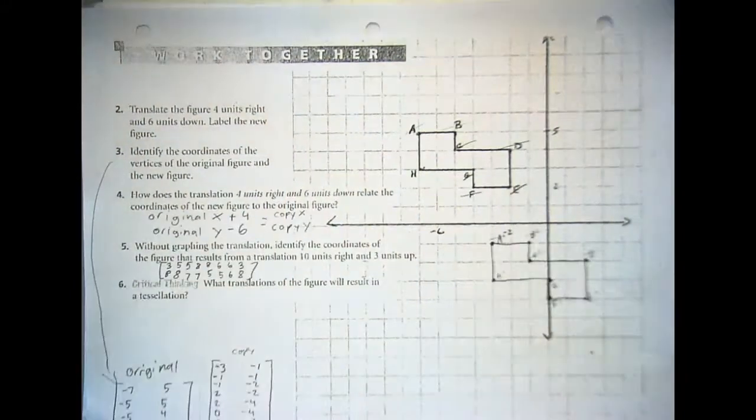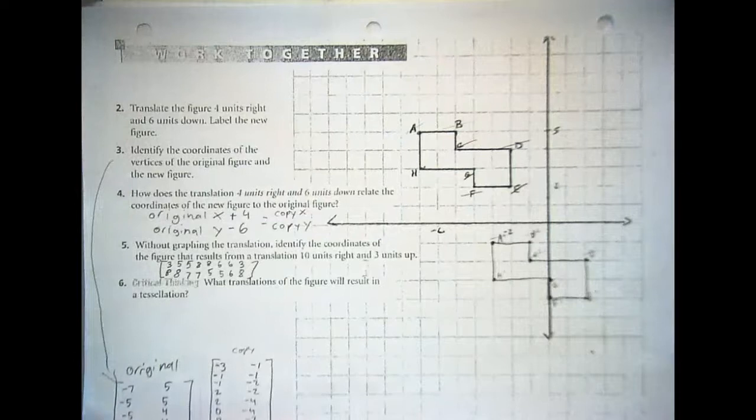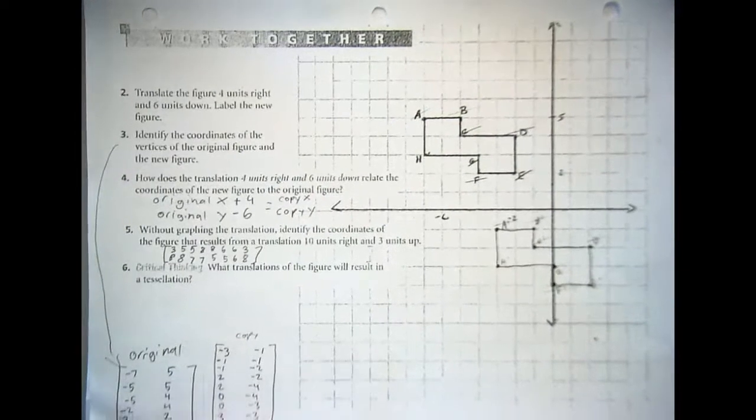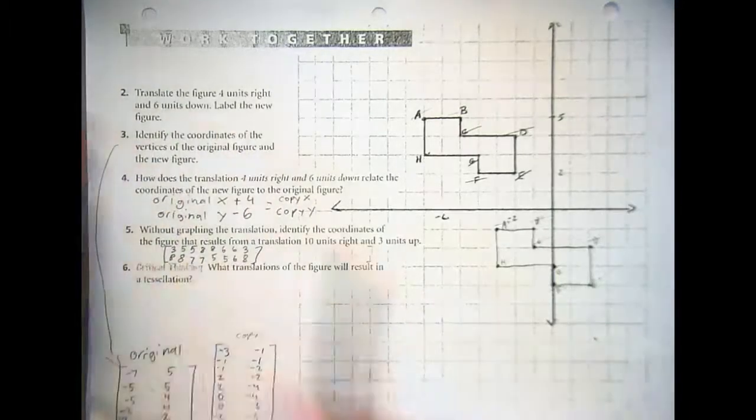How many of you remember doing this last year in geometry? Translations, where you're sliding things, okay? It's a transformation. So it says translate our figure 4 units down, 4 units to the right and 3 units, or 6 units down, label the new.